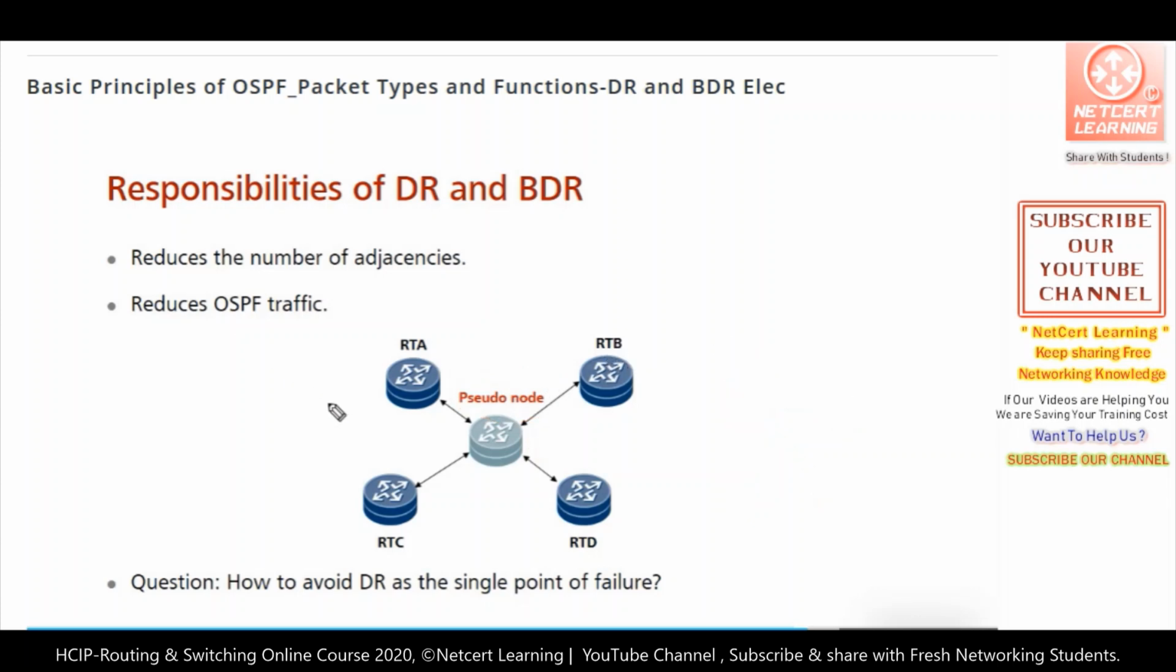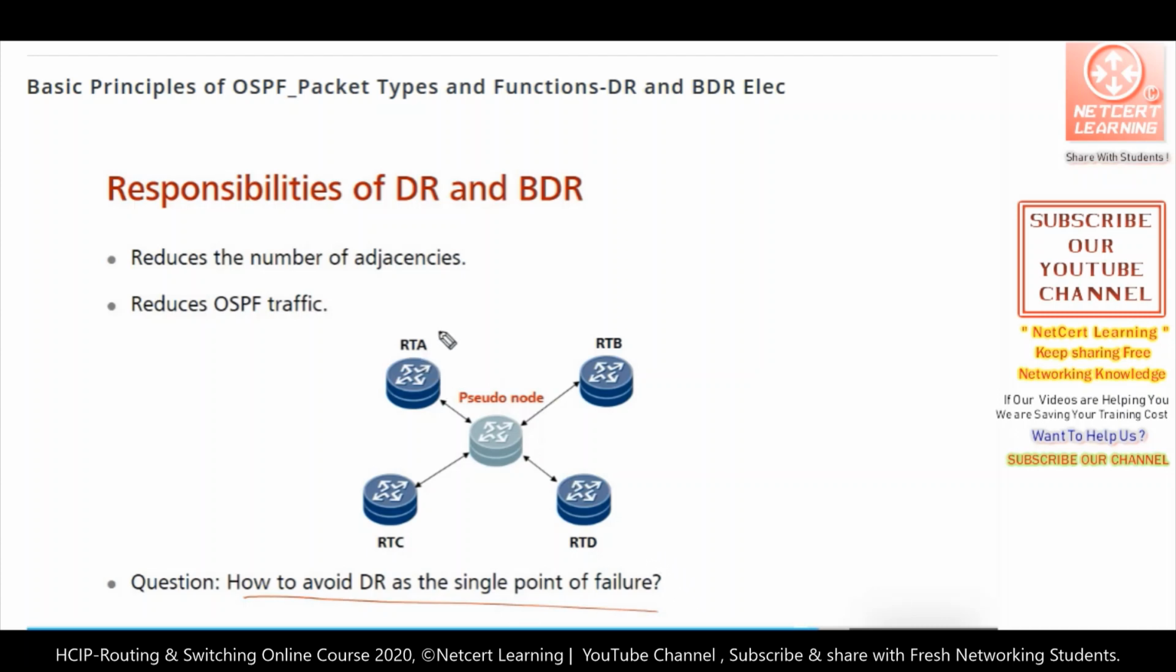So in a multi-access network, the DR is responsible for establishing and maintaining adjacencies and flooding of LSAs. So with the concept of a DR, the number of LSAs will greatly reduce. How do we avoid the DR as a single point of failure?